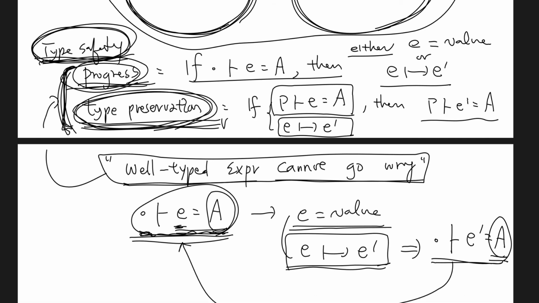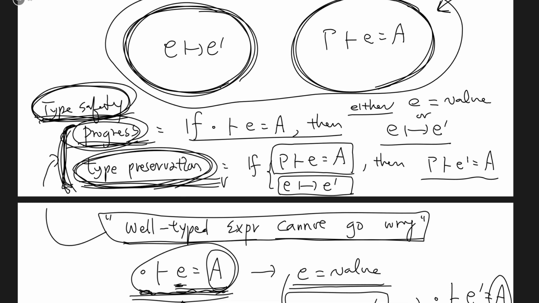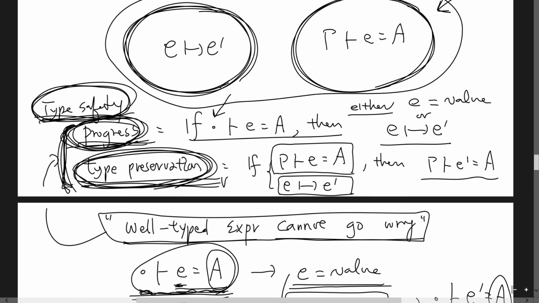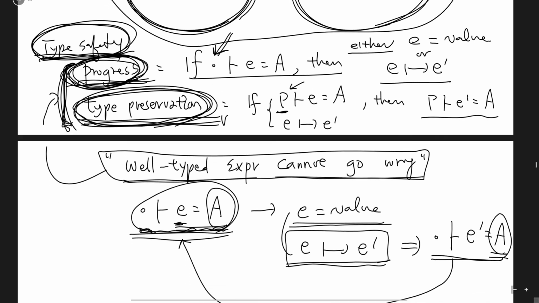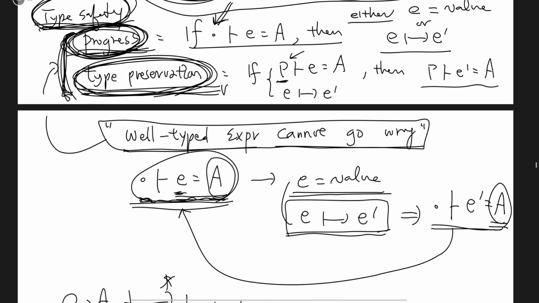So one thing that we'd like to keep in mind is, in the case of progress, the typing context is empty. Whereas in the case of type preservation, the typing context is not empty. So here it is not empty. We may use any typing context. But in the case of progress, you have to use this empty typing context. So the question is why? And actually, it's pretty easy to see why.